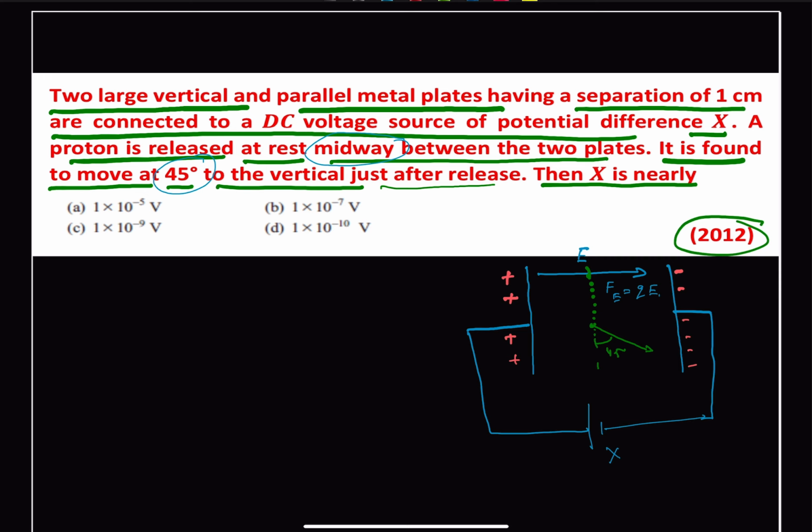And there will be two forces acting on this proton. One force will be because of the electric field, that is our Fe, and the other force will be because of the weight, that is our mg. And we can also say that this angle will obviously be equal to 45. So the resultant of both the forces, let us suppose, is given as Fr, and this will be the resulting force which makes the proton move at an angle of 45 degrees with the vertical.